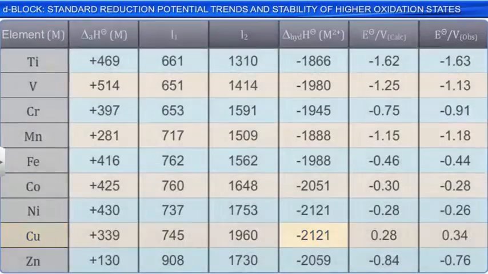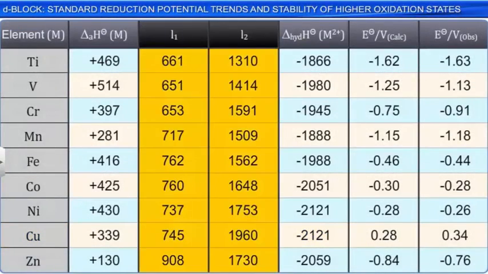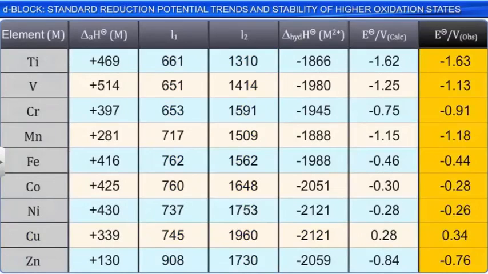The general increase in the ionization energy sum is dominant in deciding the trend towards the less negative values of the M2+ to M reduction potentials. It is interesting to note that the values of the reduction potentials for manganese, nickel, and zinc are more negative than expected.